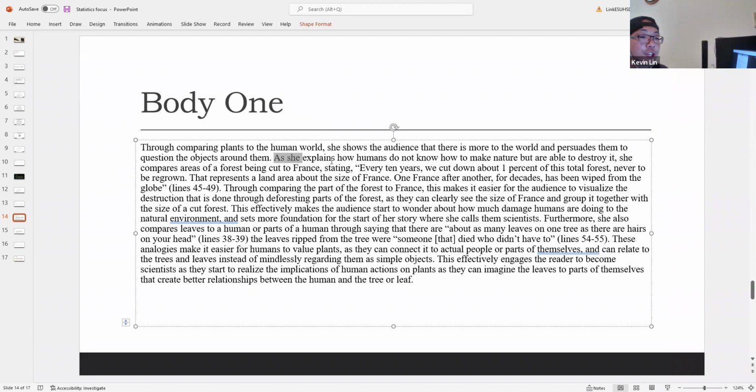She goes on to say, as she explains how humans do not know how to make nature, but are able to destroy it, she compares areas of a forest being cut to France, stating every 10 years, we cut down about 1% of this total forest, never to be regrown. This represents a land area about the size of France. One France after another for decades has been wiped from the globe. And she talks about the comparison of it here and the significance of it here. So the rest of this little bit before the next evidence is a comparison and the explanation as to why it's so effective that she does this device here.